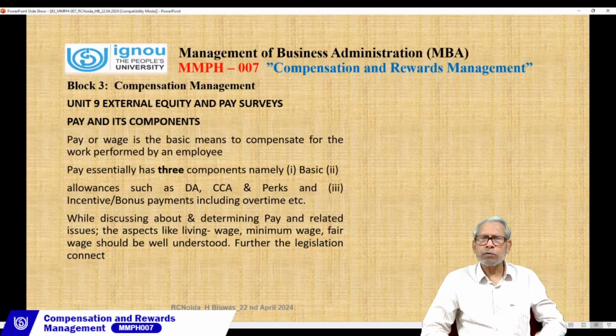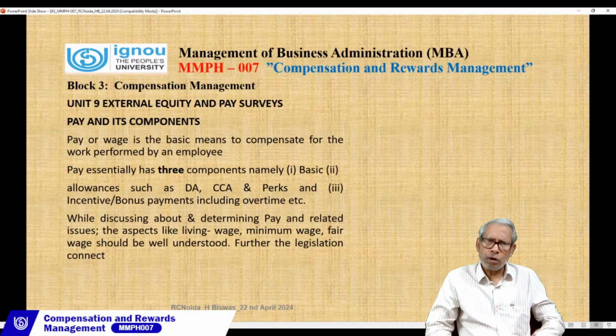Now, as we know, there are basically three components of salary or pay. One is your basic salary, DA, CCA (compensatory city allowance), and the perks. Perks may be education allowances, or maybe car maintenance allowances, HRA (house rent allowance). And the third is your incentives, bonus. It is totally linked to performance and profit.